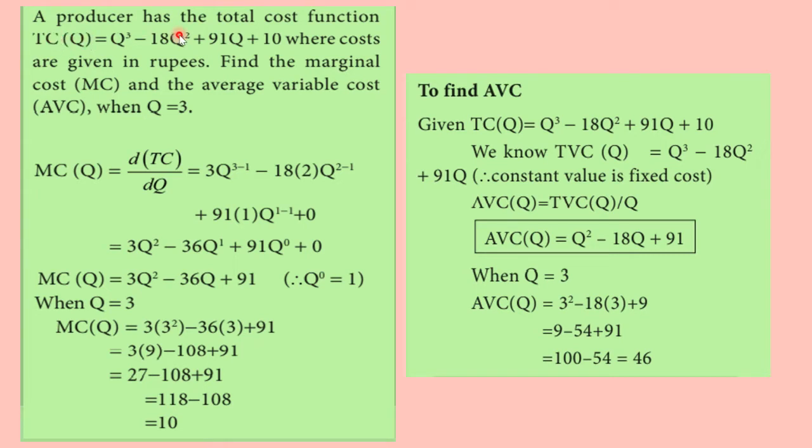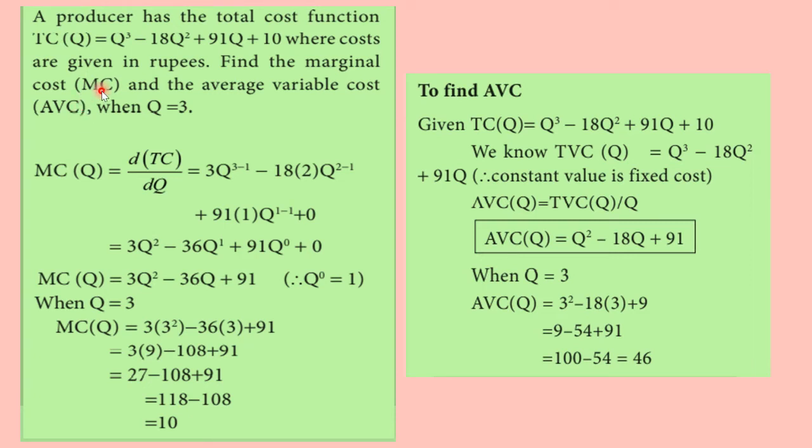A producer has the total cost function TC of Q equal to Q power 3 minus 18Q square plus 91Q plus 10, where costs are given in rupees. Find the marginal cost and the average variable cost when Q is equal to 3. So this question has two parts. First, we have to find the marginal cost, and then the average variable cost. So how do we find the marginal cost?